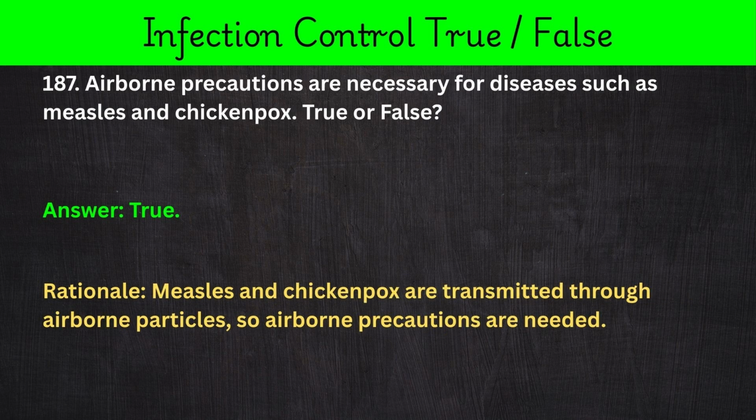187. Airborne precautions are necessary for diseases such as measles and chickenpox. True or false? Answer: true. Rationale: measles and chickenpox are transmitted through airborne particles, so airborne precautions are needed.